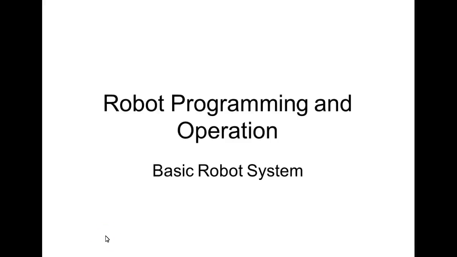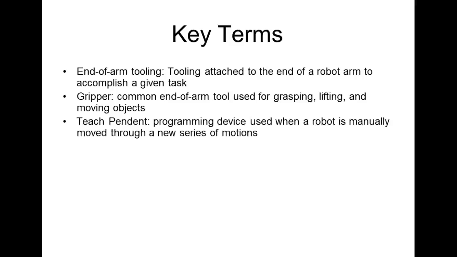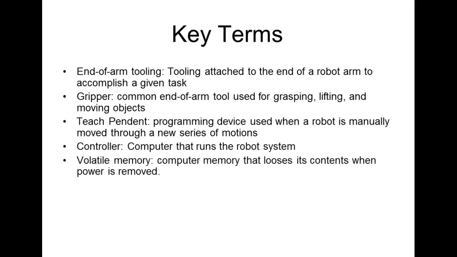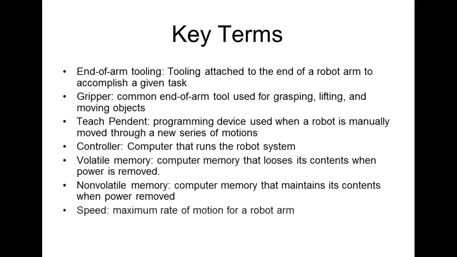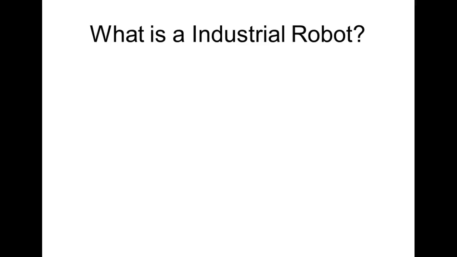Okay, what we'll look at here, since some of y'all hadn't had intro to robotics, this will be a review for some of y'all. There's going to be some material in here. And then, of course, if you hadn't had intro to robotics, you need to pay pretty good attention here. So we're going to look at basic robotics, and key terms we'll talk about are end-of-arm tooling, grippers, T-spins, controllers, the different types of memory in the computer, the maximum speeds of the robot, and then something called memory capacity. And then, of course, additional terms will be introduced during the presentation.